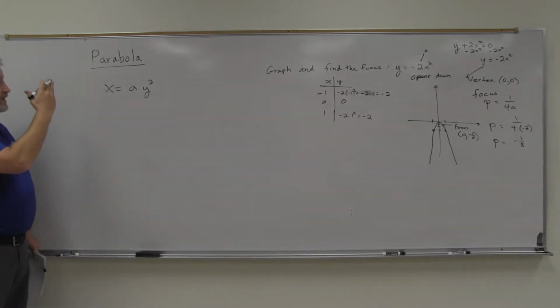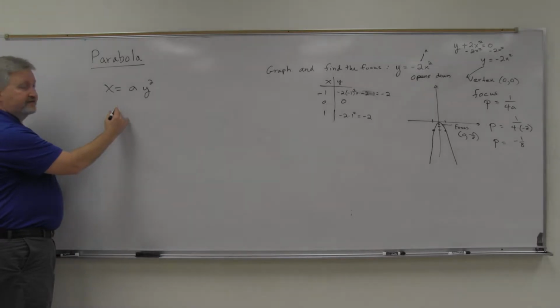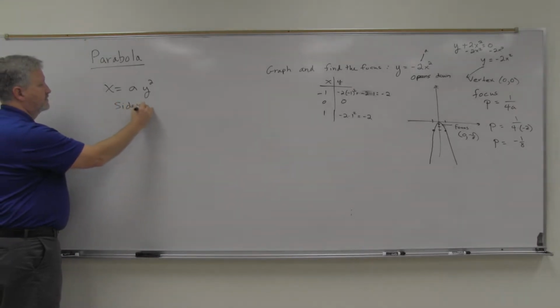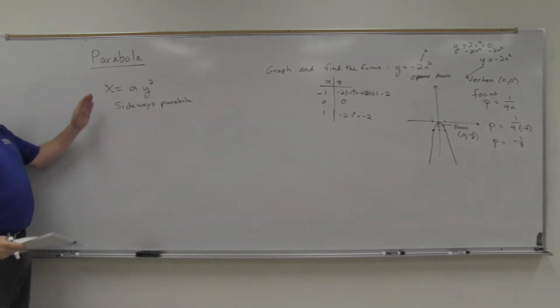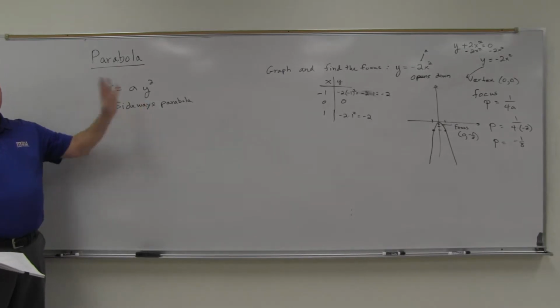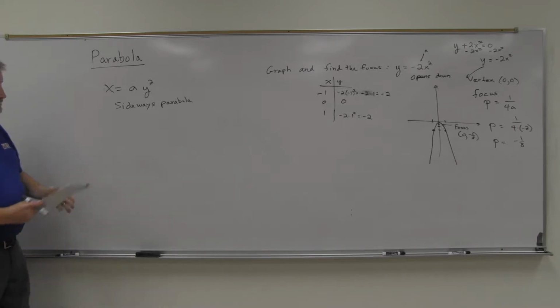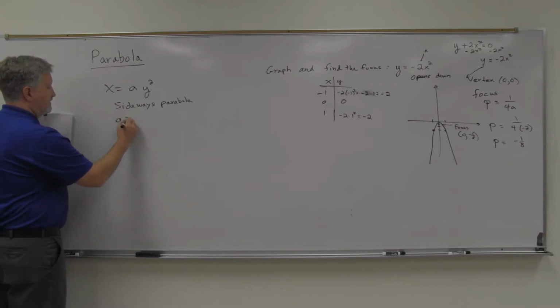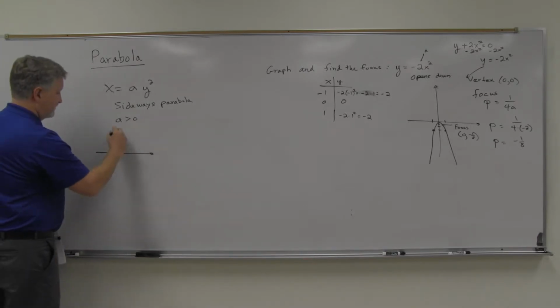Same thing on this. We want it in this x equals ay squared form for various reasons. So that tells me that's sideways, isn't it? The reason is I've got x to the first and y squared instead of vice versa. That tells me it's sideways. Now, guess what? If a is greater than 0, which sideways opening, right or left, do you think? Right. Yeah, it's going to open right.